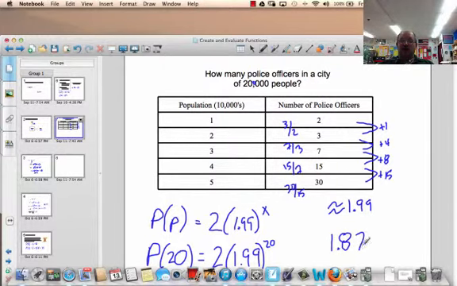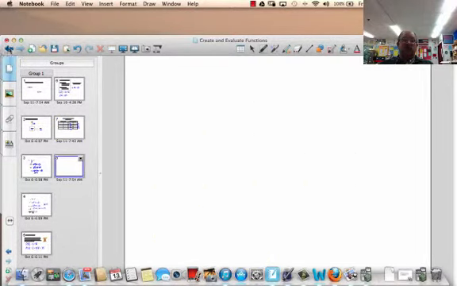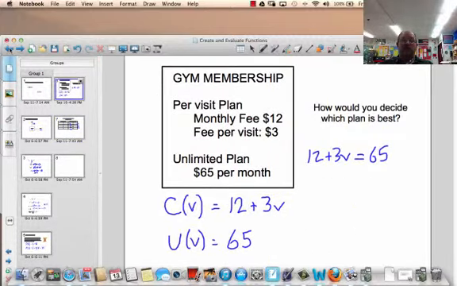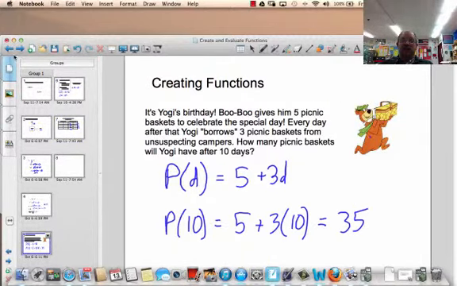And if you think about it, there's probably a point where our model doesn't become effective anymore, because there's a certain point where you've got enough police officers to do the job. You don't need a billion police officers in a city of 200,000. But anyway, that's how we'd make it work. So we can create functions based on data. Sometimes they work, sometimes they don't. They'll help us to solve problems and answer questions and figure out how many picnic baskets Yogi would get.